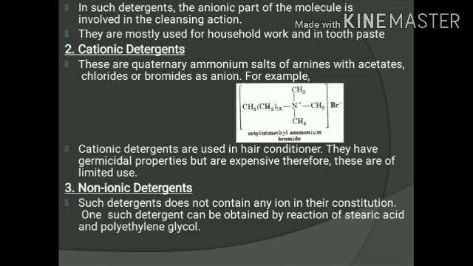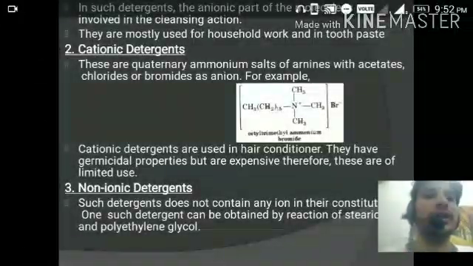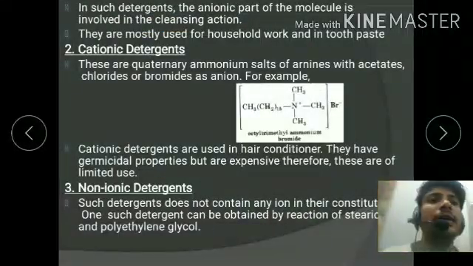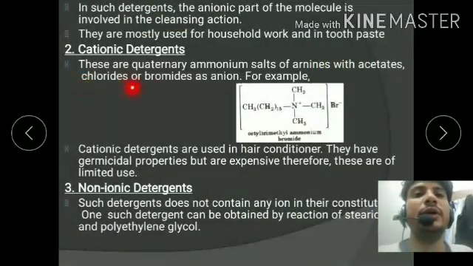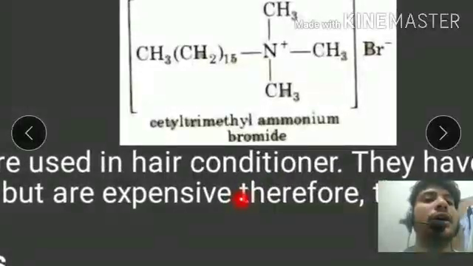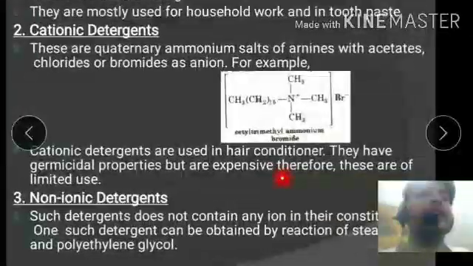What is cationic detergent? These are quaternary ammonium salts. What is a quaternary ammonium salt? You have to know this. It is a quaternary ammonium salt with acetate or chloride as the anion. This is the formula of cetyltrimethylammonium bromide. This is the formula of the cationic detergent.